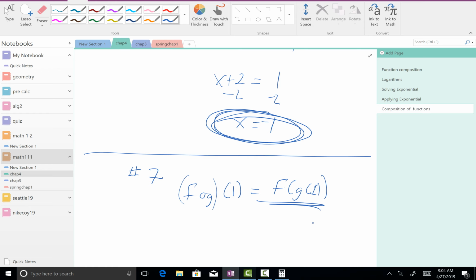Okay, so 1 is the input, 0 is the output. Now I go to the f function. I go back up to x and look for when x is 0. There's 0 right there. Then I go down to f. What is f equal to when x is 0? -1. So that's the answer. You would put down -1.